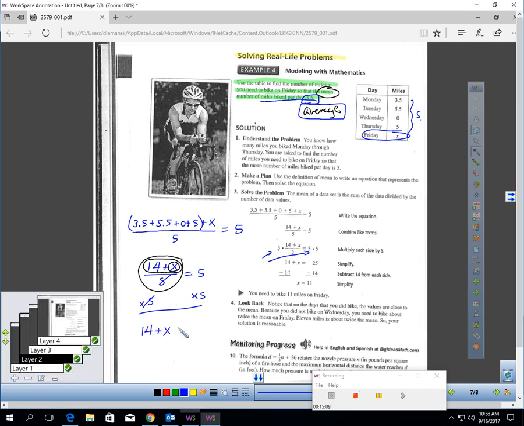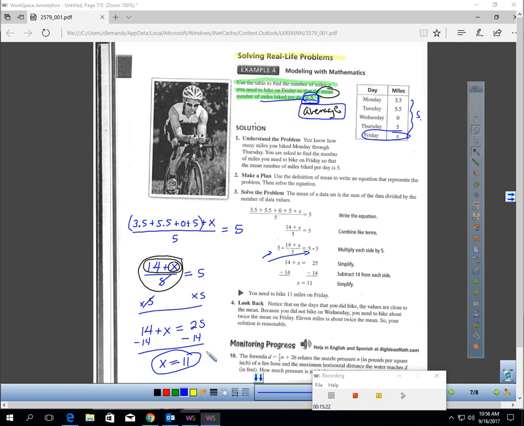14 plus x equals 25. And then I can take away 14, and it looks like I'm getting x equals 11. Let's just make sure that makes sense. If I'm supposed to average 5 miles a day, it's 11 miles.